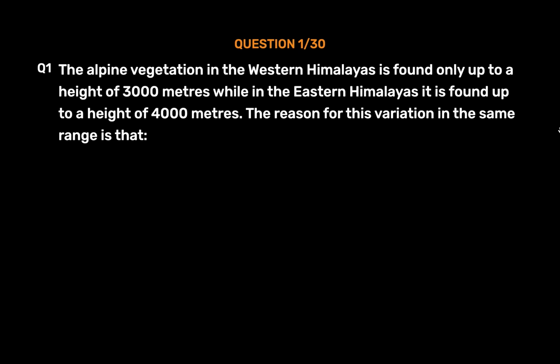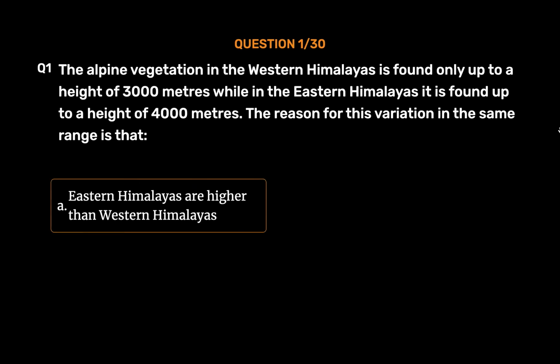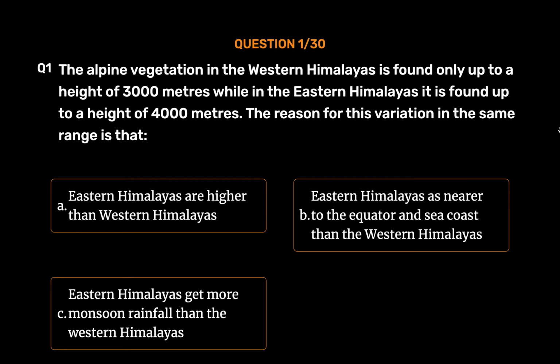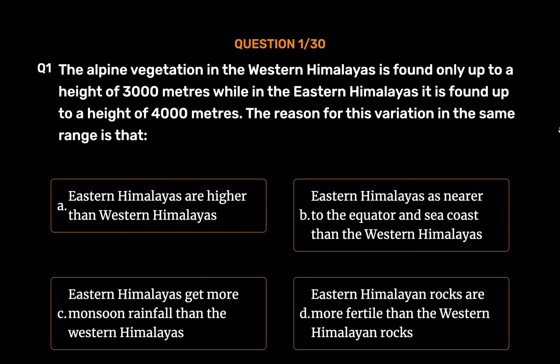The reason for this variation in the same range is that Option A. Eastern Himalayas are higher than Western Himalayas. Option B. Eastern Himalayas is nearer to the equator and seacoast than the Western Himalayas. Option C. Eastern Himalayas get more monsoon rainfall than the Western Himalayas. Option D. Eastern Himalayan rocks are more fertile than the Western Himalayan rocks.